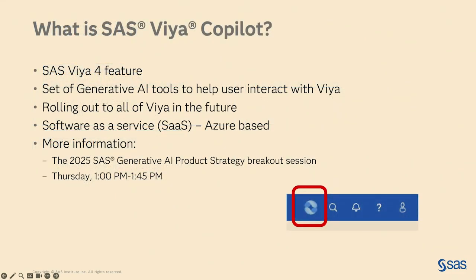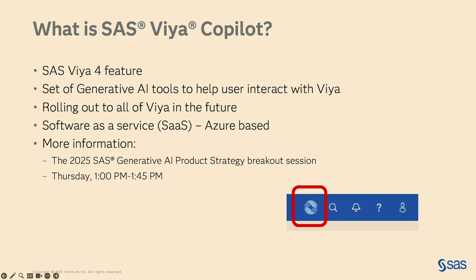All right, so SAS Viya Copilot. First of all, let's go ahead and get this out of the way, it is a Viya 4 feature. It's currently in private preview as of this month, and the goal is to be going GA on the Copilot in Model Studio, for example, in third quarter of this year.